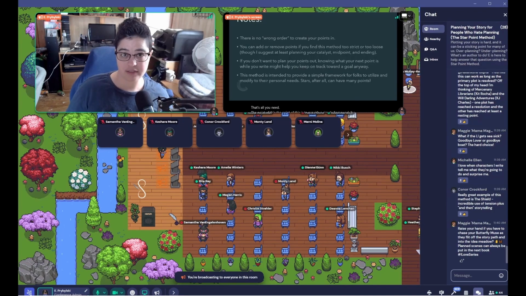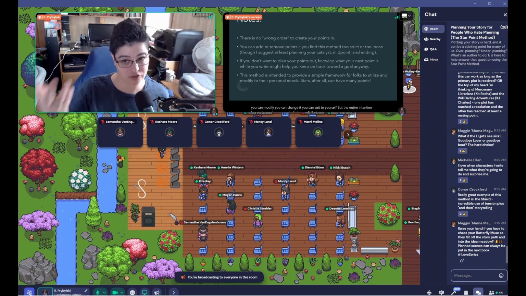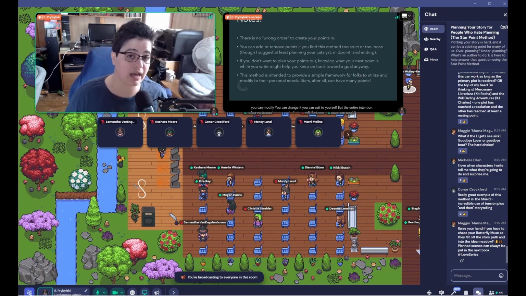The point of this is to provide a simple framework for people. So you can modify this, you can change it, you can suit it to yourself, but the entire intention here is to create a concept of storycraft that you can use as your guiding star. I had considered calling this the guiding star method, but the star point method seems to win out when I workshopped the idea with people. So those are the notes I have on it.